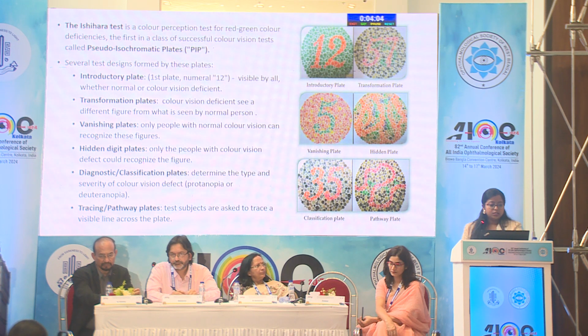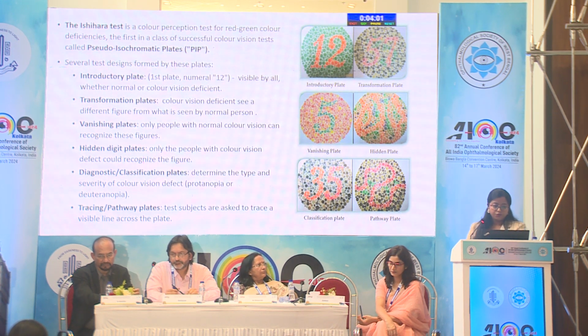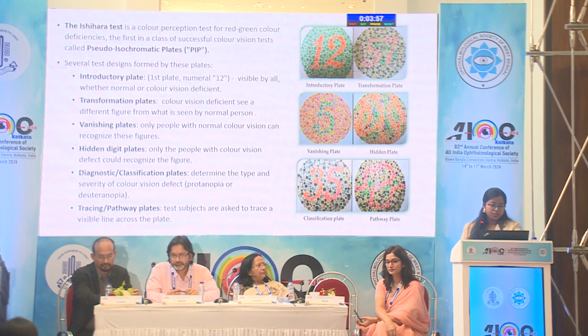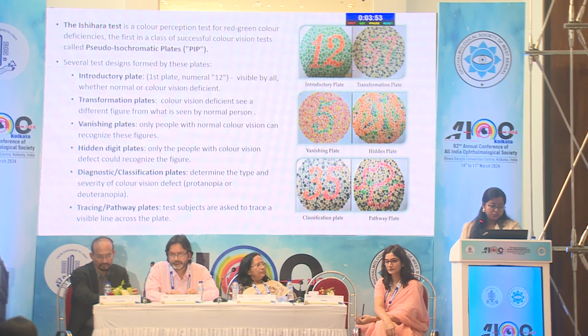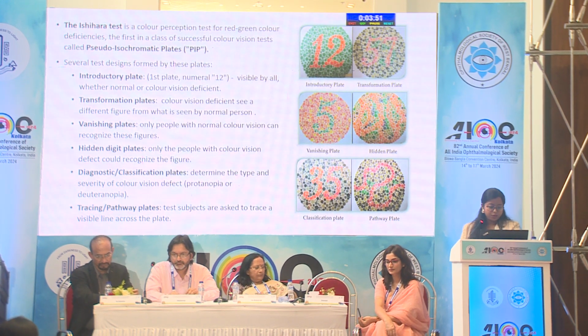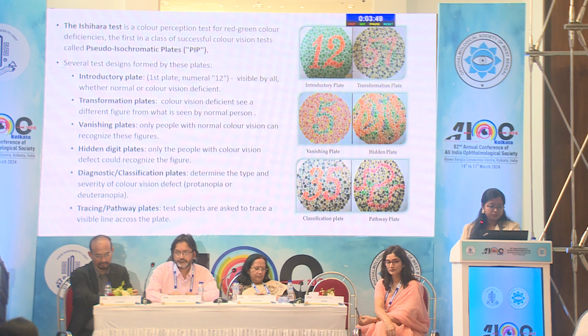The Ishihara test is a color perception test for red-green color deficiencies, and the first in class of successful color vision tests called pseudo-isochromatic plates. There are introductory plates, transformation plates, vanishing plates, hidden digit plates, diagnostic classification plates, tracing and pathway plates.